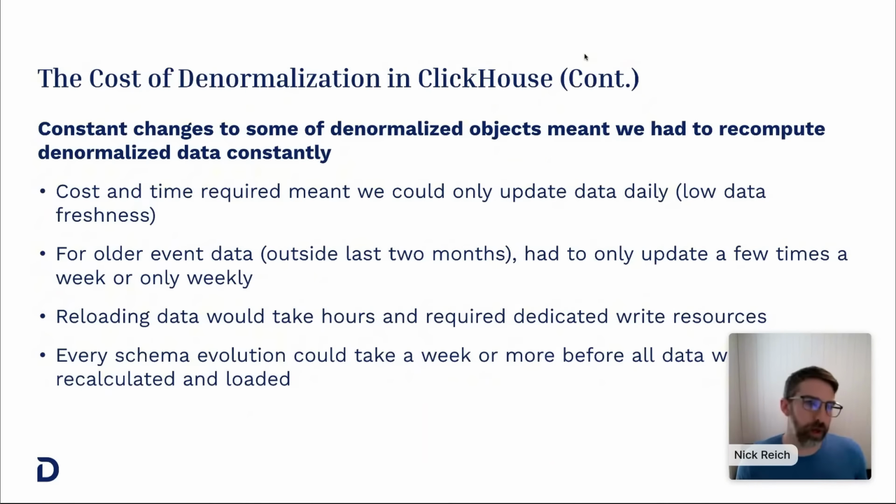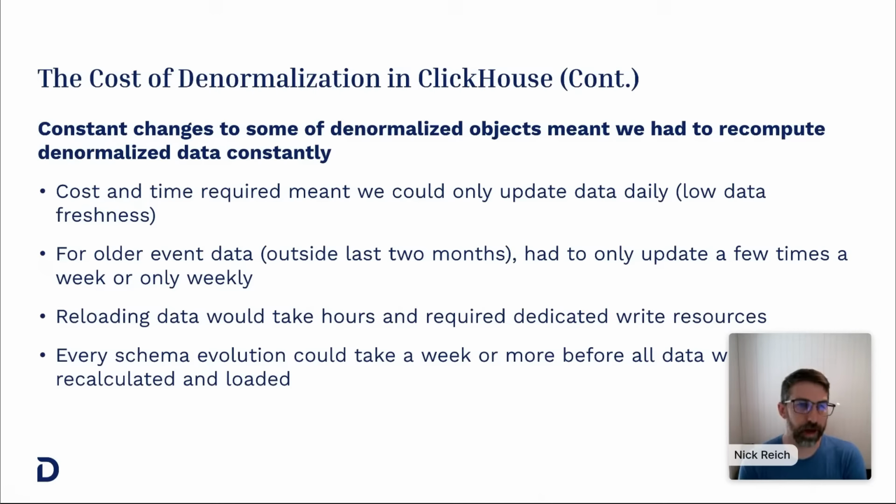And then we had issues with the computation of this denormalized data. The cost of our ETL process of taking the normalized data, doing computation, and then denormalizing it together meant that we could really only run this about once a day. And in fact, for older event data, we usually had to do it only a few times a week, or maybe even only once a week, in order to have reasonable costs, and also to be able to load the data into ClickHouse, even with the amount of dedicated write resources we gave ClickHouse to do this.